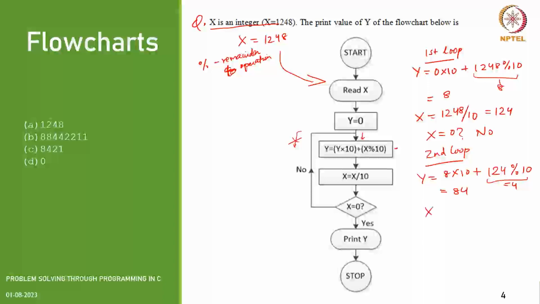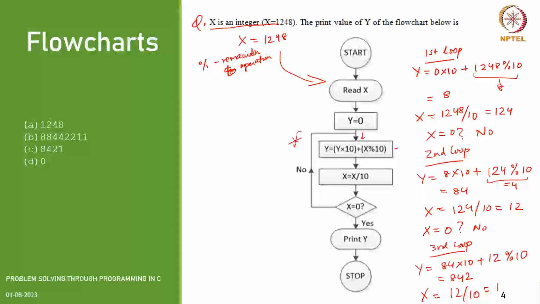So far so good. Now x is 124, we divide it by 10, now it will be 12, because again it is an integer. Then we check, is x equals 0? No, it's still not 0. So we go for the third loop. Again we calculate the same thing. We have y as 84, so 84 into 10 plus now x is 12, so 12 percentage 10, this will be 2, so you have 842, and then x equals 12, you divide it by 10, you will get 1.